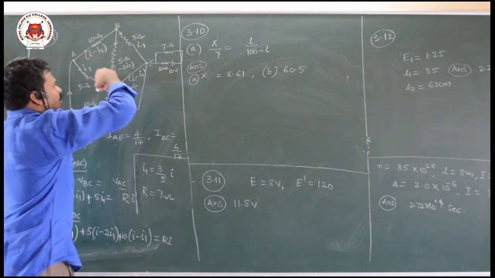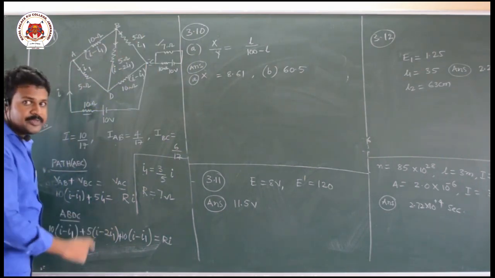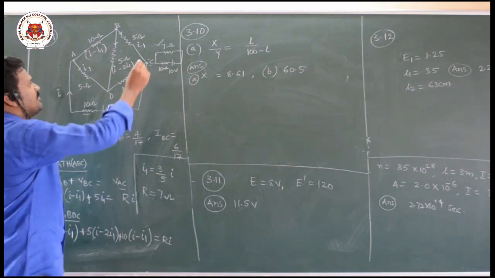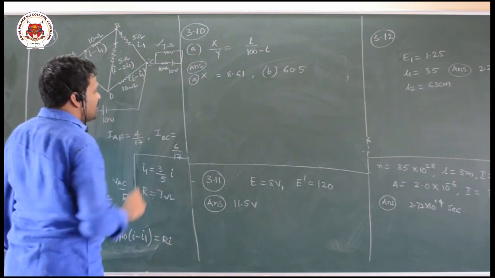The effective total resistance of this part I got as 7 ohms by using this simple technique. This is 7, this is 10. So the total effective resistance will be 17.